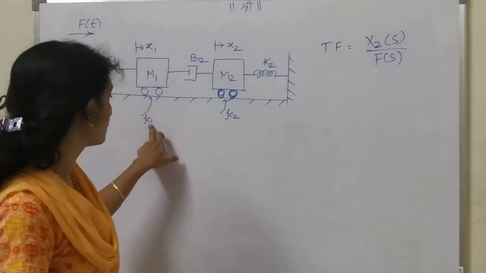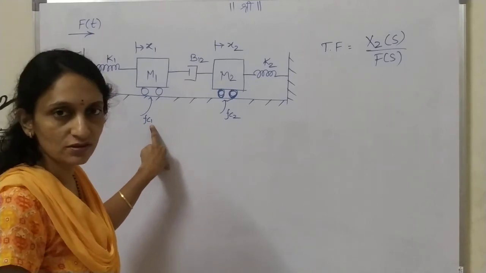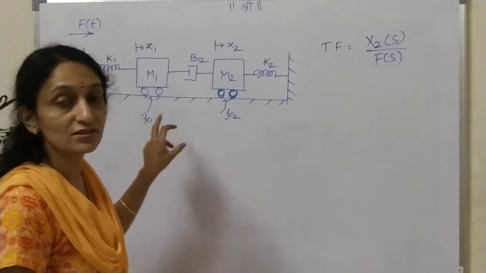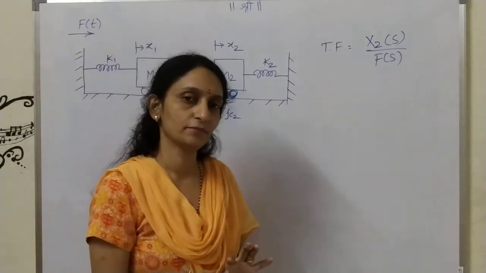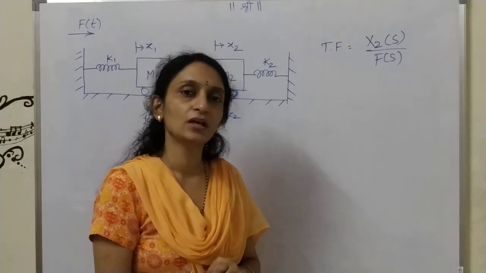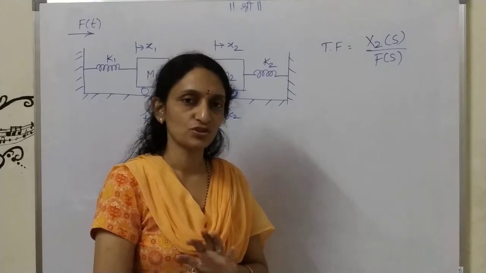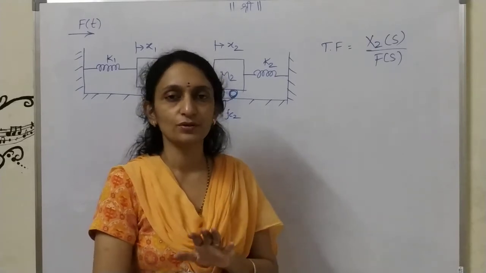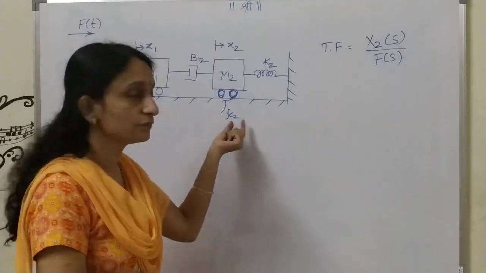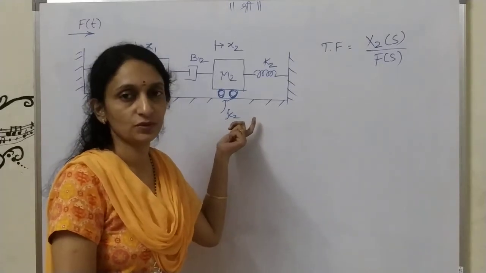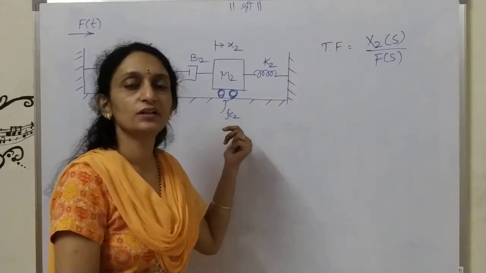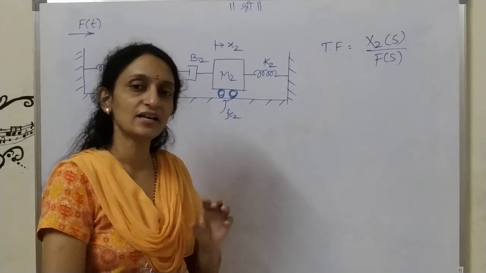This component is Fc, but the force because of friction is the same as the force because of the damper. How do we write the equation for force because of the damper? This is B x dash of t. So instead of writing B, we replace that B with Fc. So the force because of friction will be Fc x dash of t.